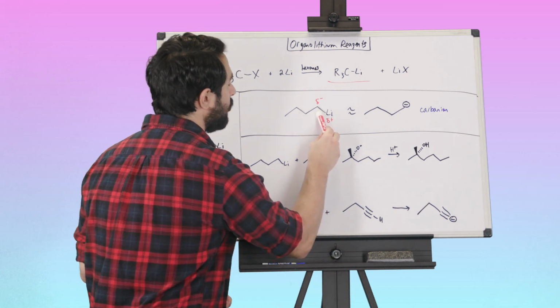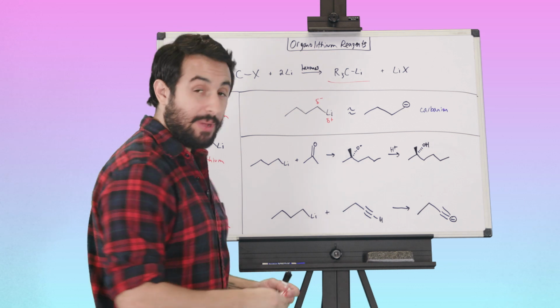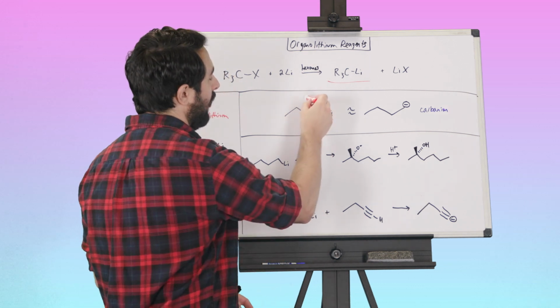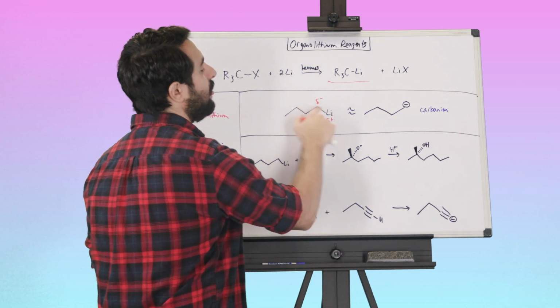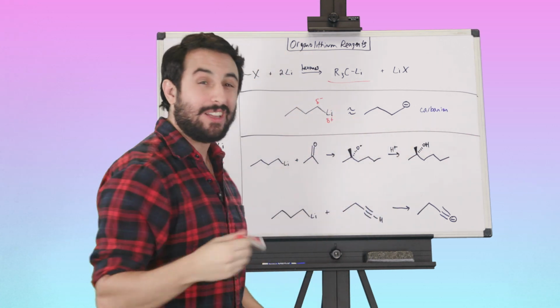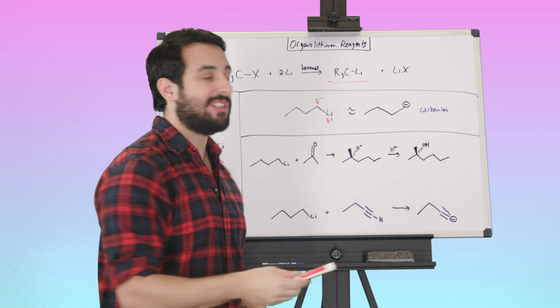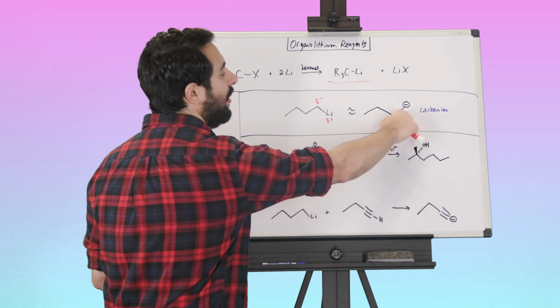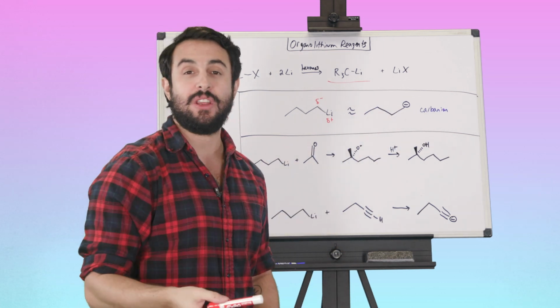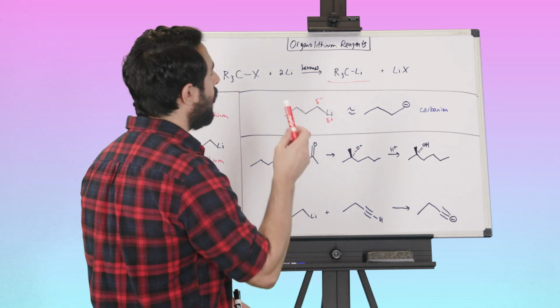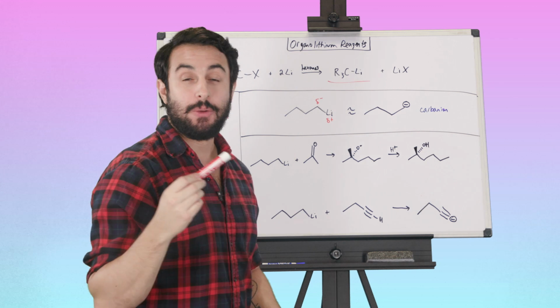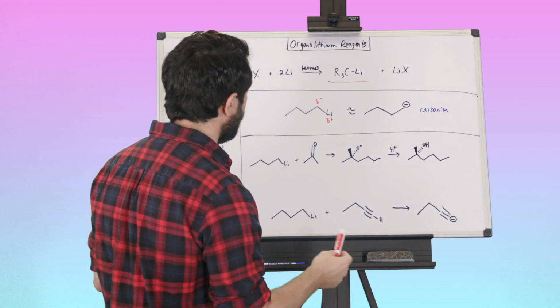So this is an extremely polarized covalent bond. This is a very significant partial minus charge on the carbon, so much so that this behaves almost like a carbanion. It is almost as though this carbon has a formal negative charge. And of course, we know that that means that it is extremely reactive as a species. So what are some things that we can do with these organolithium reagents?